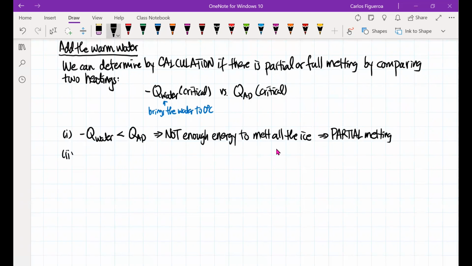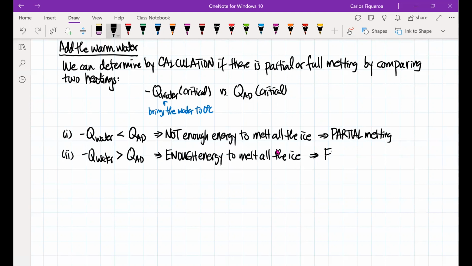And then the reverse is true. If I have minus Q of the water greater than QAD, then there's enough energy to melt all the ice. So in this case, you get full melting. So we need to know which situation it is. So picture-wise, here's what we really are looking at.